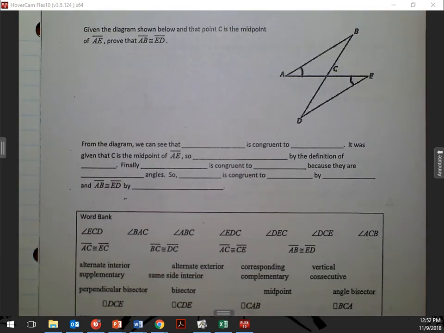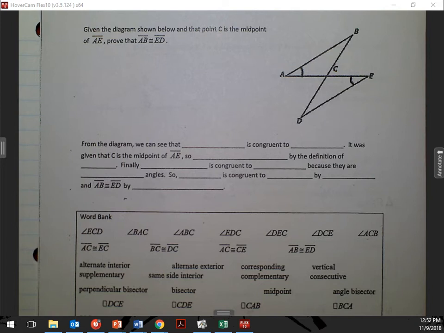Okay, so now, let's see. It says, from the diagram, we could see that blank is congruent to blank. Okay, given the diagram, so I'm looking at the top. Given the diagram shown below, and that C is the midpoint of AE, we're going to prove that AB is congruent to ED.